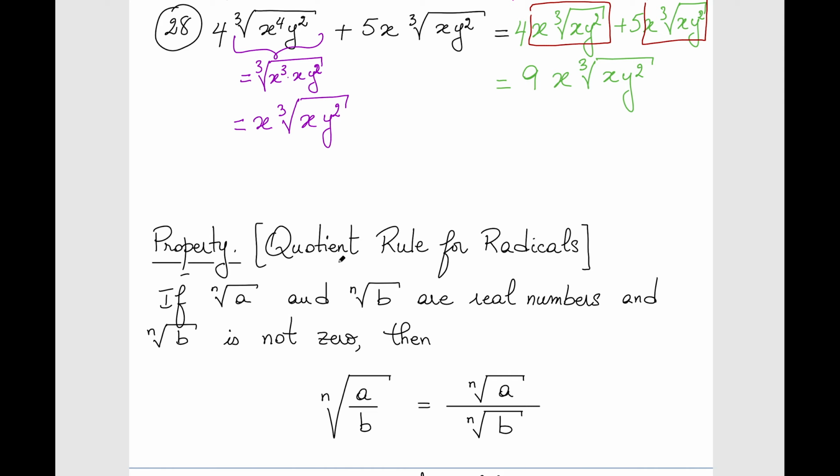Remember we had the product rule for radicals in the previous section. Now in this section we're going to have the quotient rule for radicals, and it goes like this. If the nth root of a and the nth root of b are real numbers with the property that the nth root of b is non-zero, then the nth root of a quotient is the quotient of the nth roots. And I want you also to contrast this, as we did in the previous section, with this.